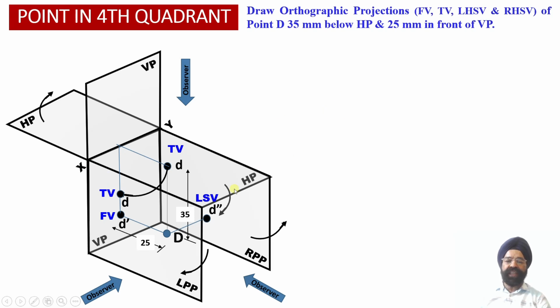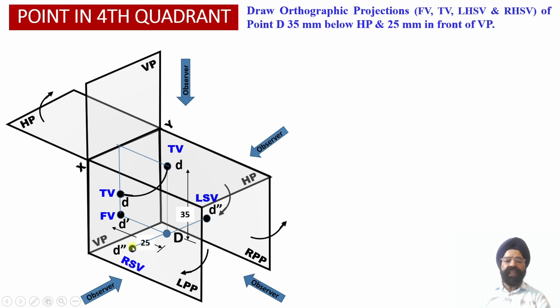Now as we look at this point from the right hand side view orientation, we observe that this point D will be projected onto the left profile plane at this particular position. So we can conclude that this is the projection of the point D as the observer looks at this point D from the right hand side orientation. So the name of the side view projection will be right hand side view projection.